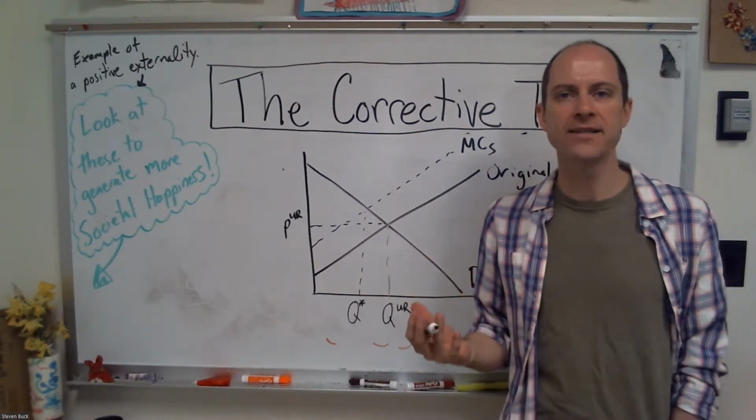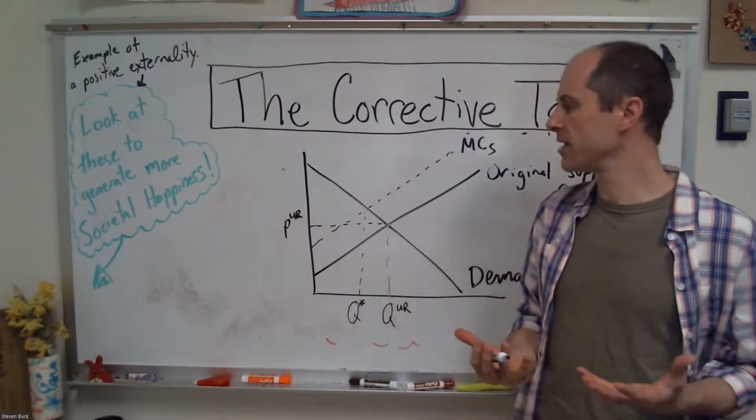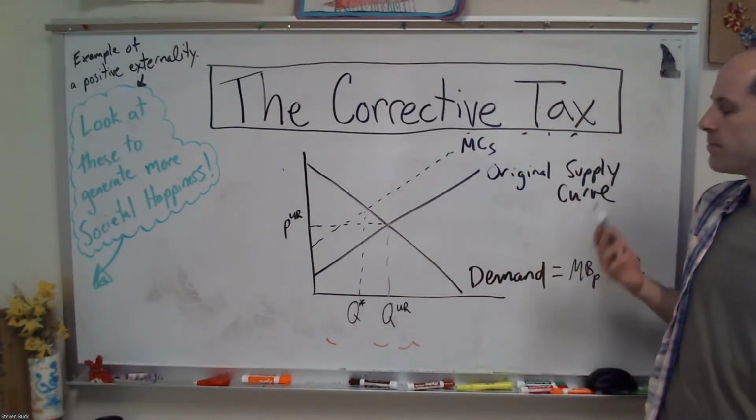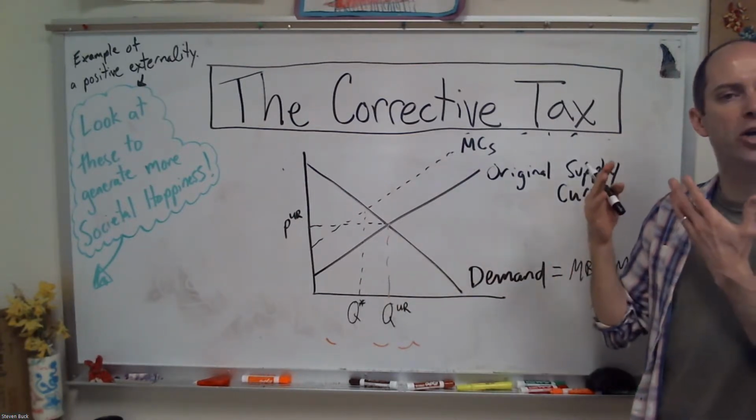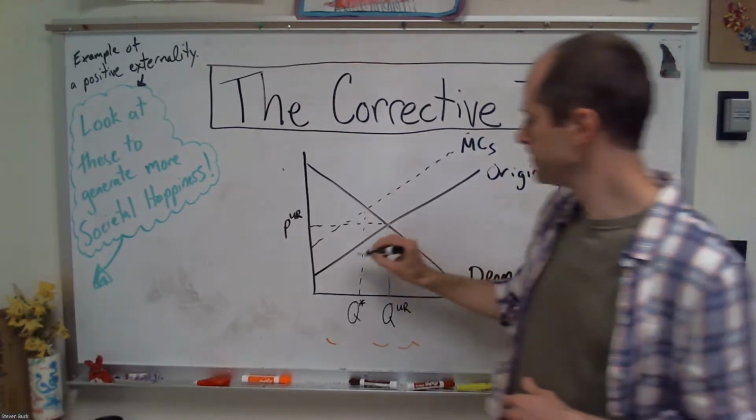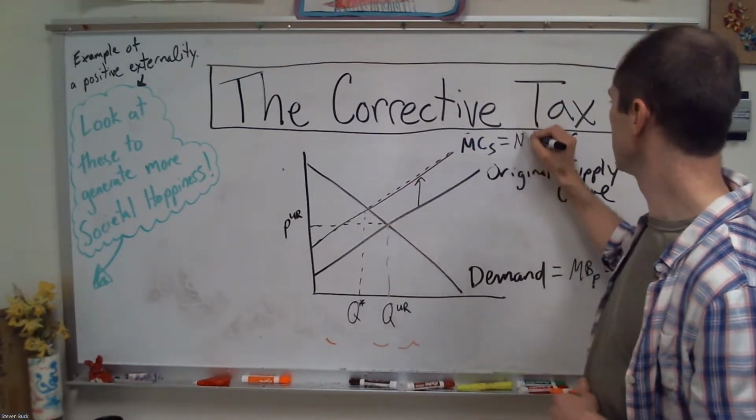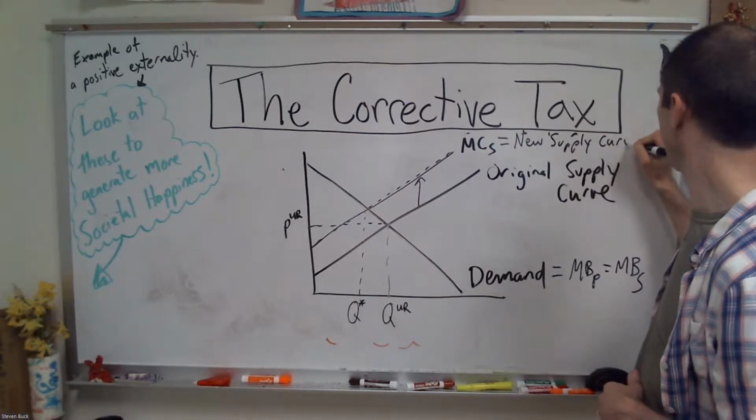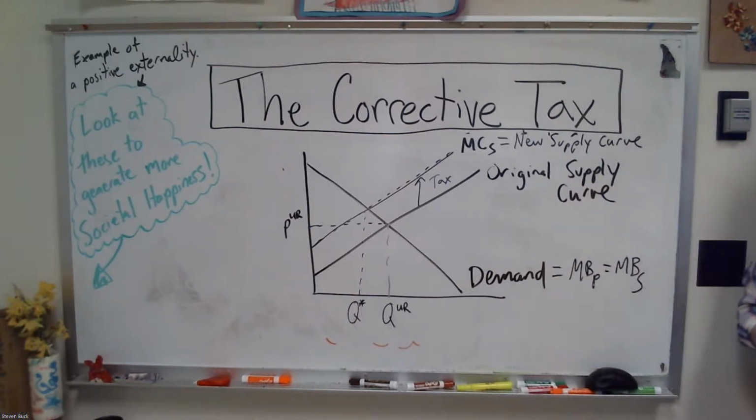The idea of the corrective tax is to make sure that all the costs of production and consumption are reflected in the price. The way we're going to do that is by imposing a tax. That's going to shift up the supply curve so that the new supply curve is coincident with the social marginal cost curve. When we do that shift, this guy becomes the new supply curve, because of the tax.